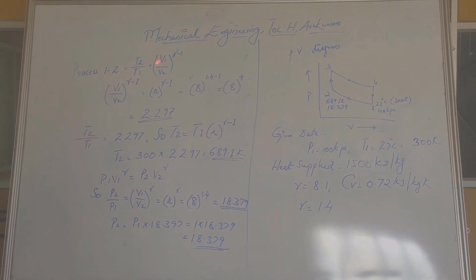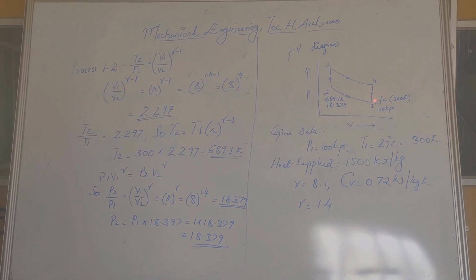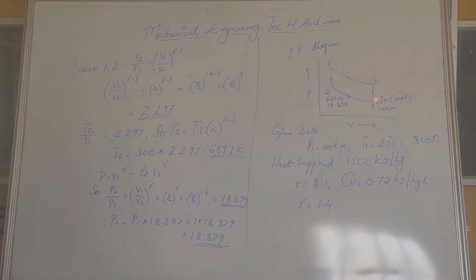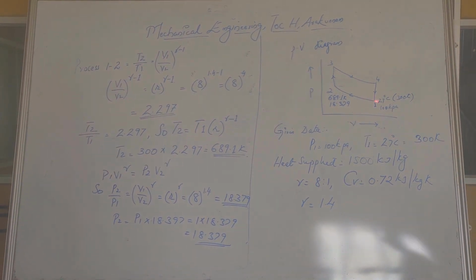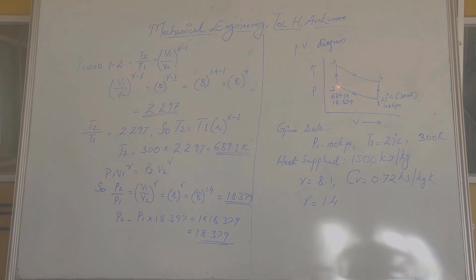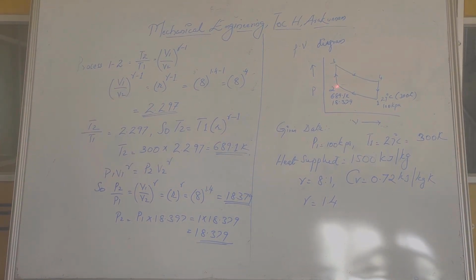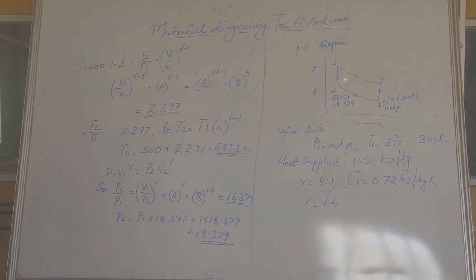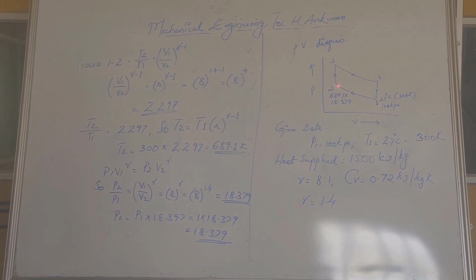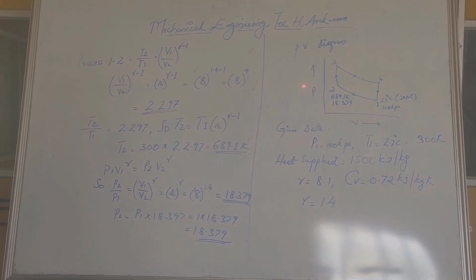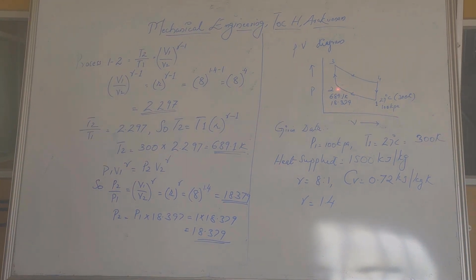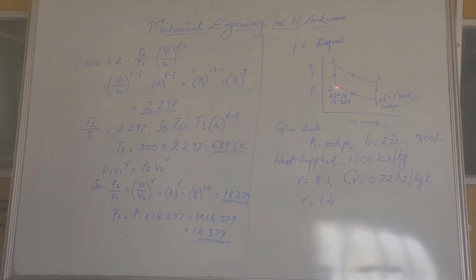Now let us take each process. The first point, point 1, already has its temperature and pressure given. Now let us take process 1 to 2. In the derivation itself, we are aware of how to find the temperature at this particular point, T2. If you know T1, then you can easily find the value of T2.